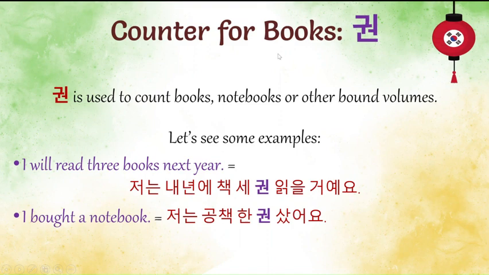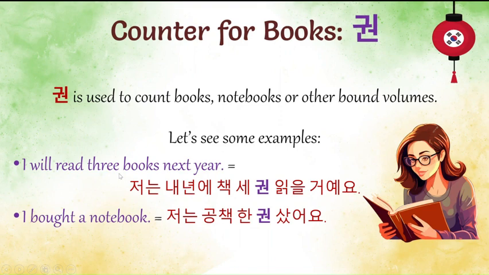That is the counter for books. It is 권. 권 is used to count books or notebooks or other bound volumes. Okay, so basically if you are counting books, then what is the counter you are going to use? 권. Let's see the examples. I will read 3 books next year. 저는 내년에 책 3권 읽을 거예요.